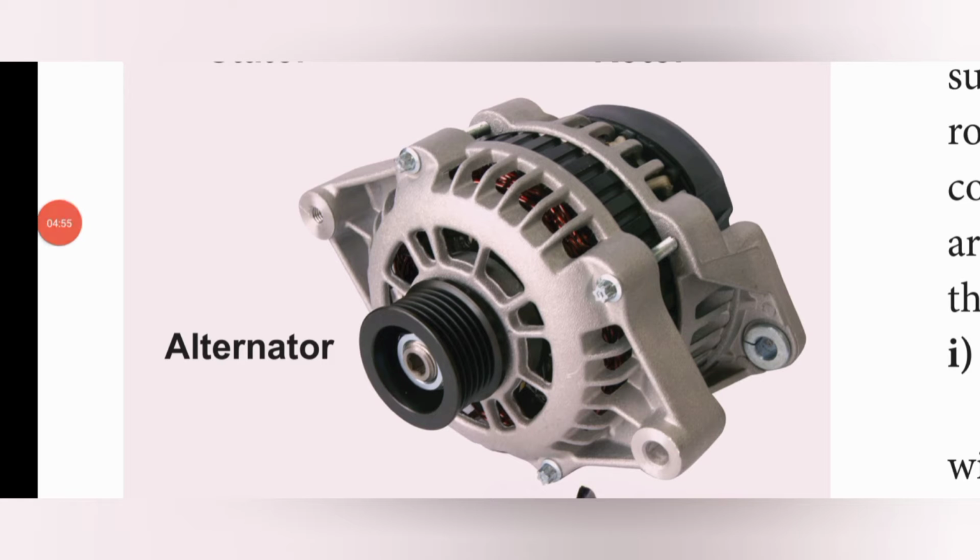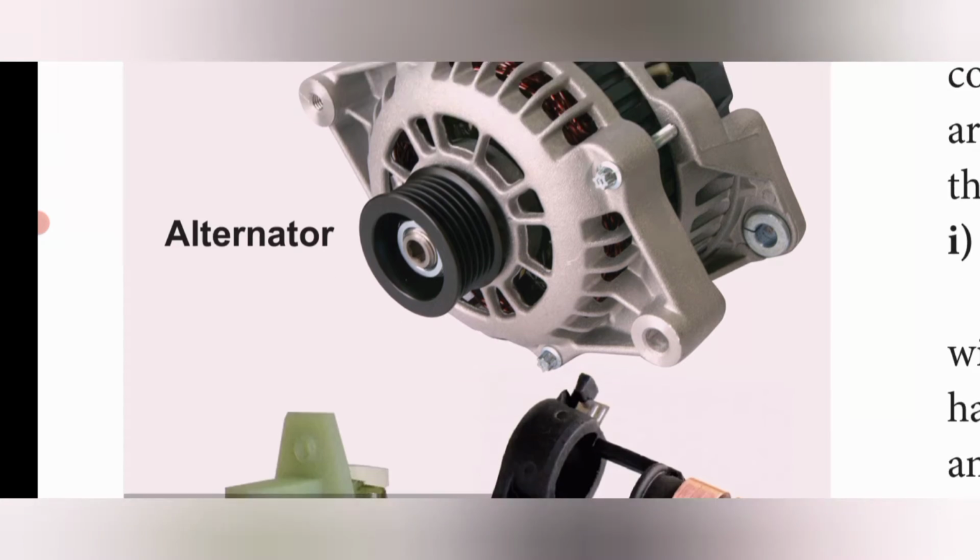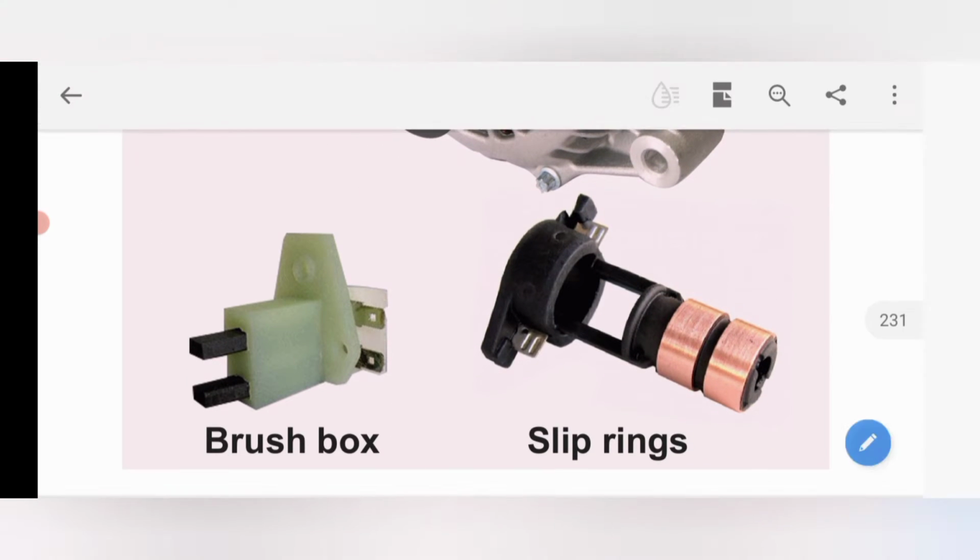So this is the covering of the stator and rotor. Inside this alternator, we have to fix the stator, and inside the center part the rotor can be fixed. So this is the covering, the covering part of the generator. That is also named as an alternator, and there are two important parts.